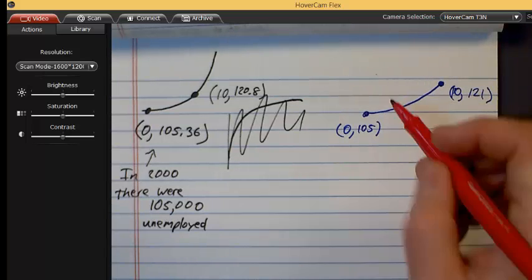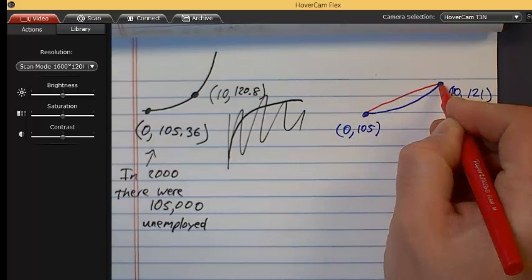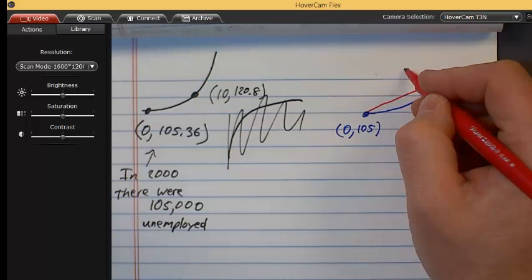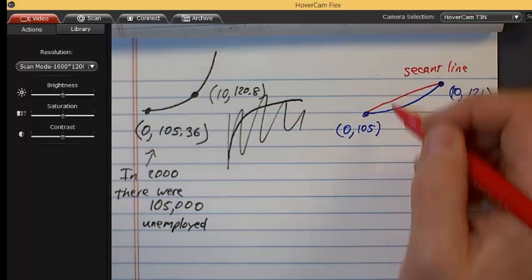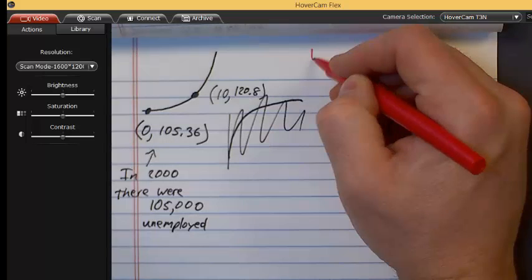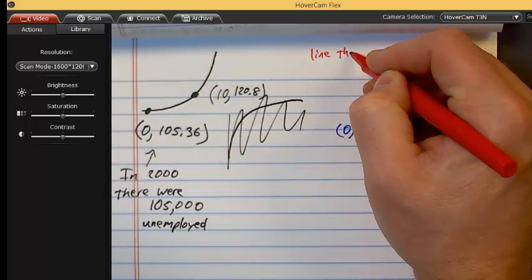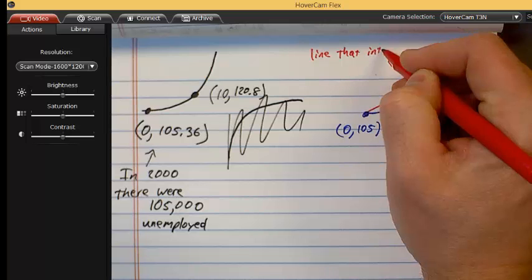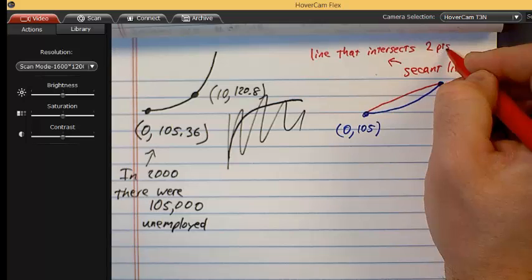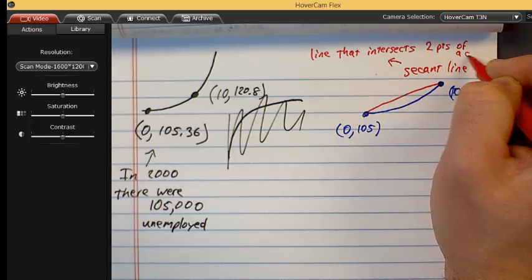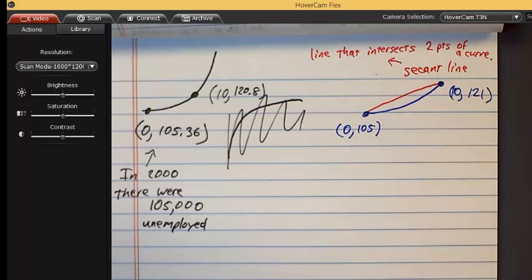Now, you see that line there? That's called a secant line. A secant line is, by definition, a line that intersects 2 points of a curve. So I could compute that slope.